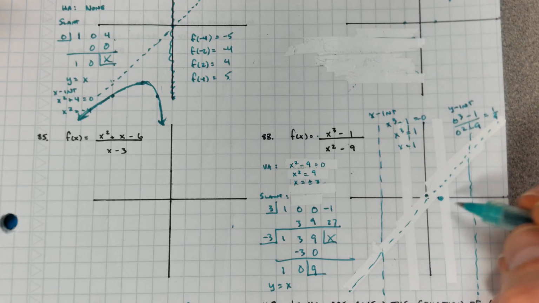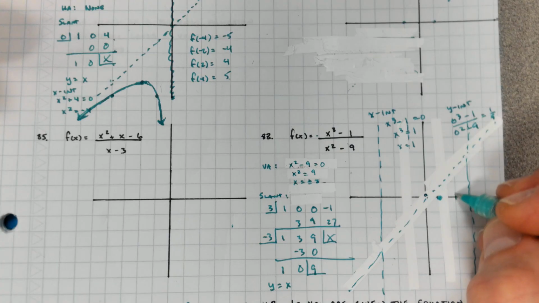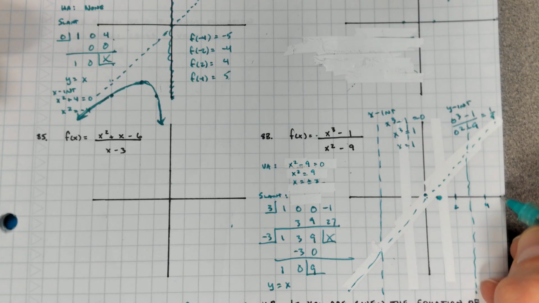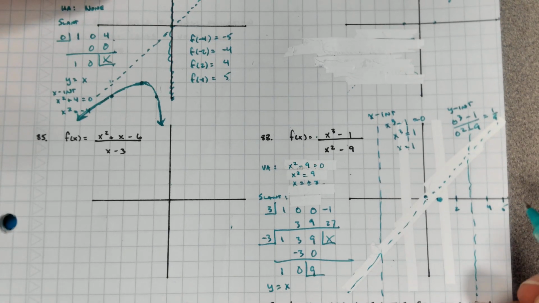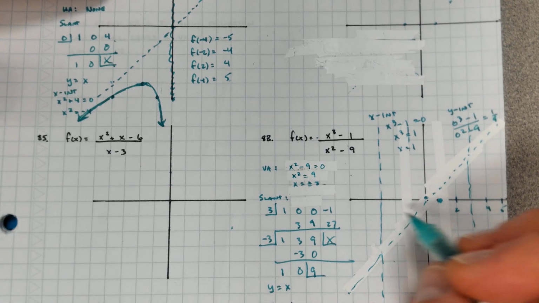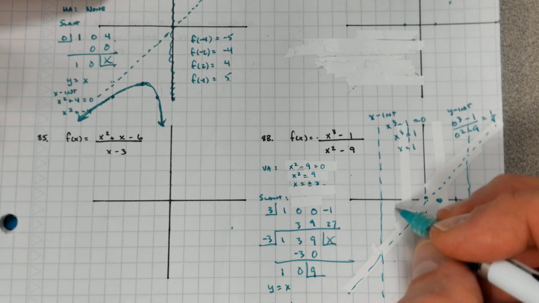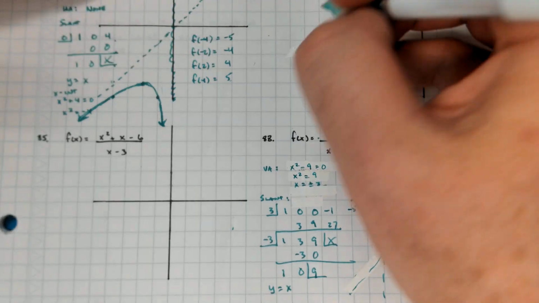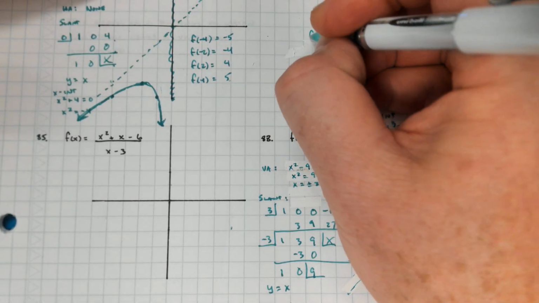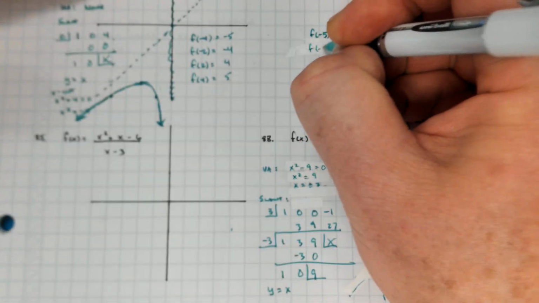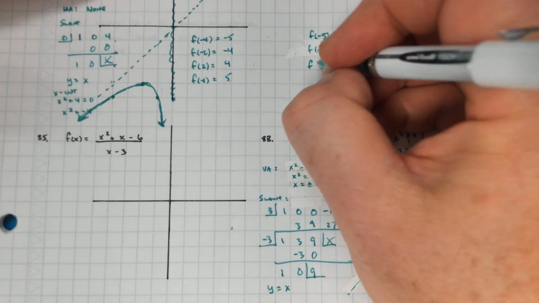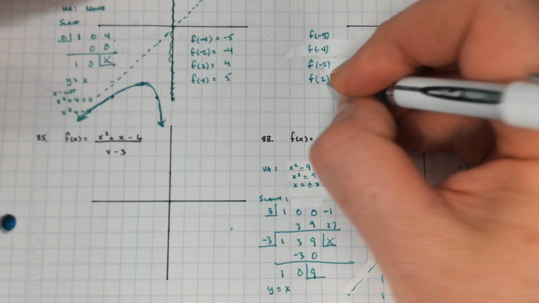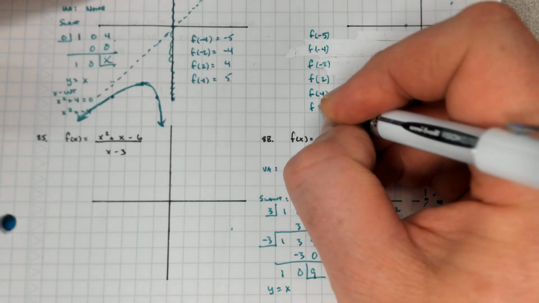So from here, I already have 2 points. I'm going to do one more. I'm going to do 2, and then 4, and then I'll do 5 because I don't have much space for anything else. And then let's do one more on this side. So I'll do negative 2, negative 4, and negative 5. Again, lots of space up here. F of negative 5, F of negative 4, F of negative 2, F of positive 2, F of 4, F of 5.